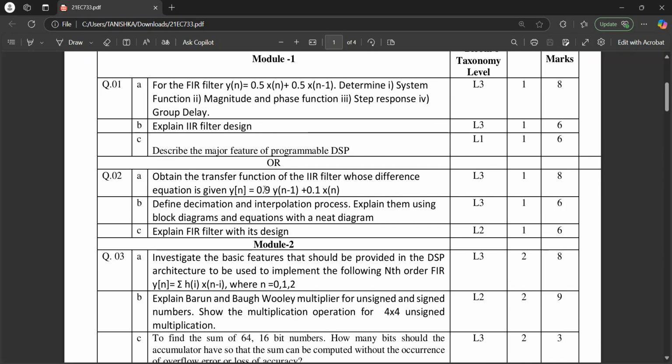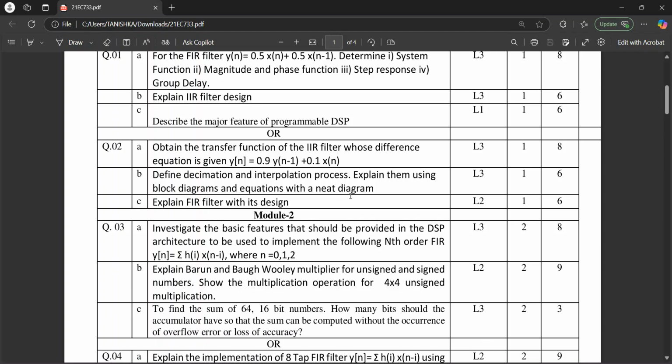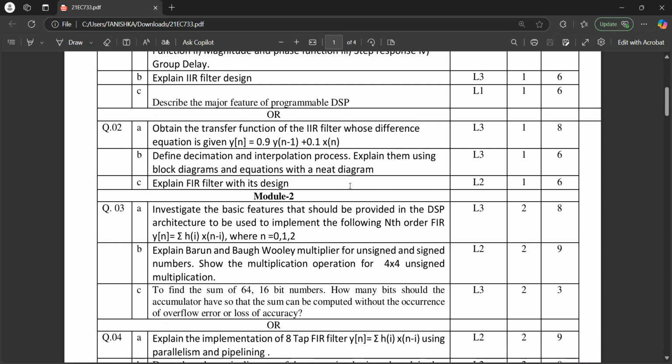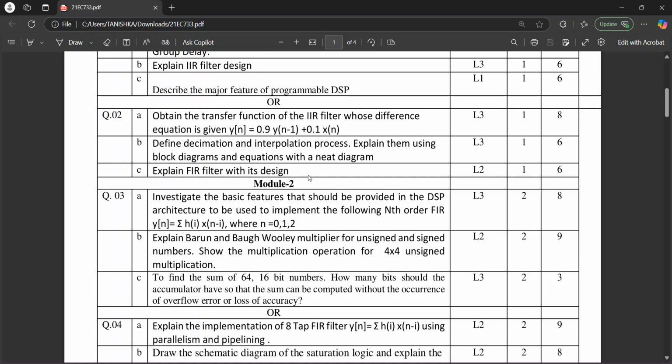Then obtain the transfer function of IIR filter, whose difference equation is given. Then define decimation and interpolation process and explain them using the block diagrams and equations with neat diagram. This is also an important question, and explain FIR filter with its design.